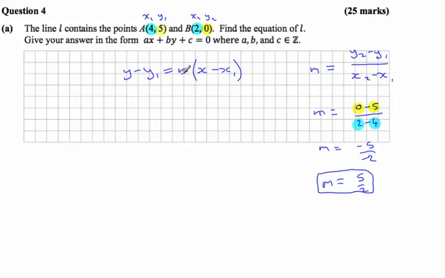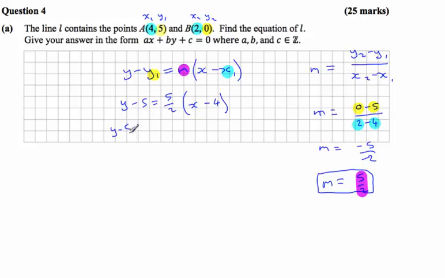So we're going to plug that in here along with one of these points. I'm just going to take the first point, point A, which is (4, 5). So the 4 goes in as x1, the 5 goes in as y1, and the slope goes in here. So what do we get? We get y - 5 = 5/2 (x - 4).